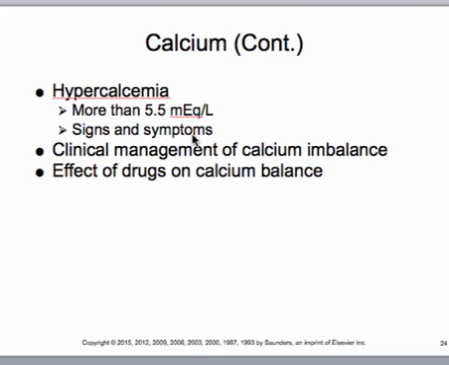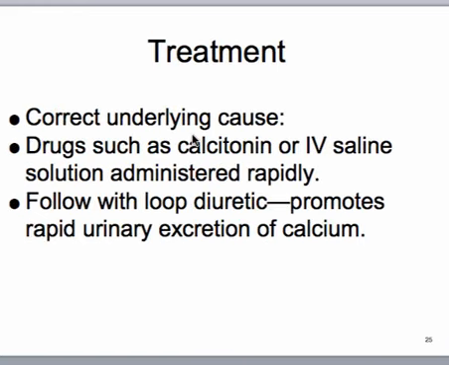Some of the drugs that have an effect on our calcium balance include phosphate preparations, or steroids, loop diuretics, aspirin, anticonvulsants, magnesium. Excessive calcium salt ingestion or infusion and thiazide diuretics can all contribute to an increased serum calcium level. We've already touched on correcting the treatment, the calcitonin or the IV, and the loop diuretic.